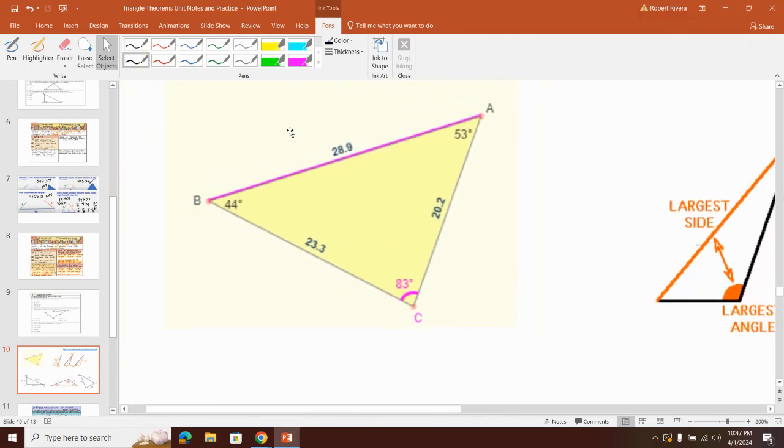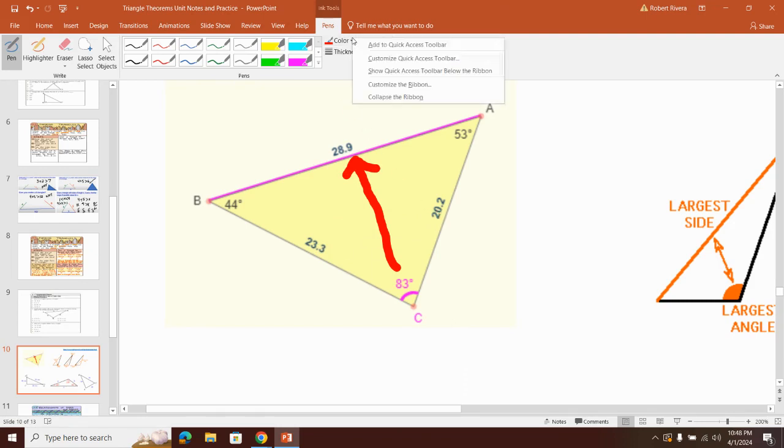If you notice, 83 is the largest angle. So, let me get a pen instead. Let's make it thick and let's change the color so you can see it better. Let me do red. 83 is opposite to this guy, which is the longest side. He's 28.9, that's longer than the other two.